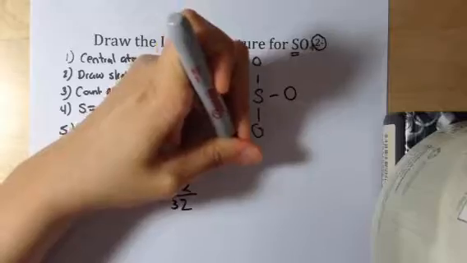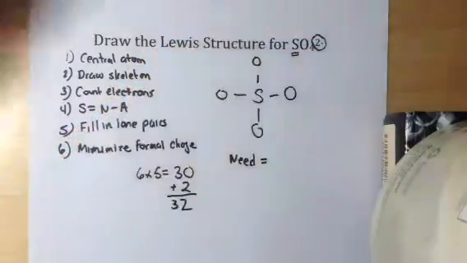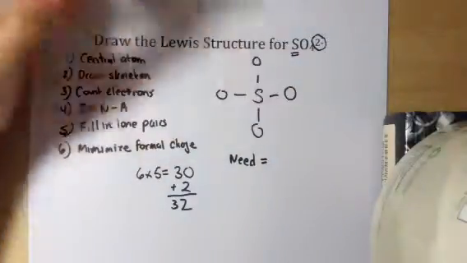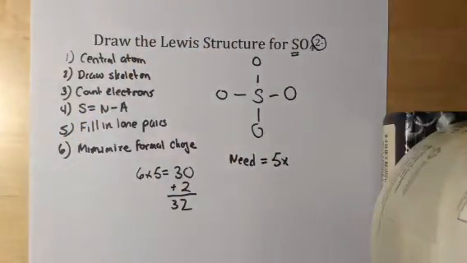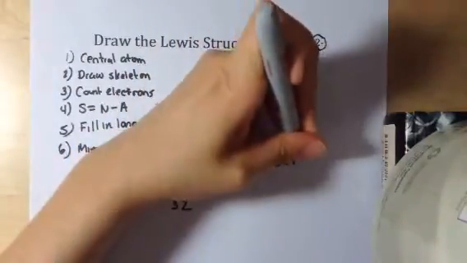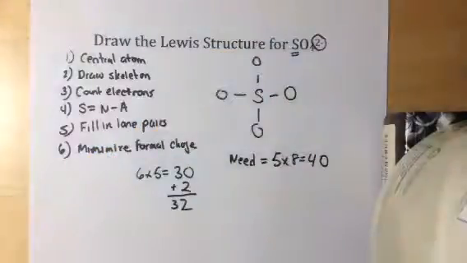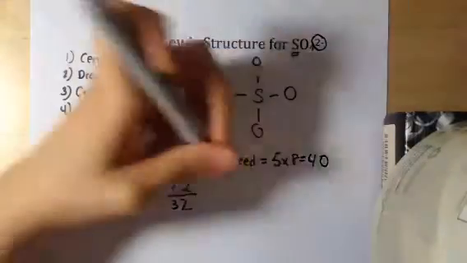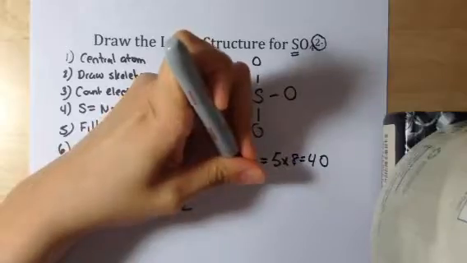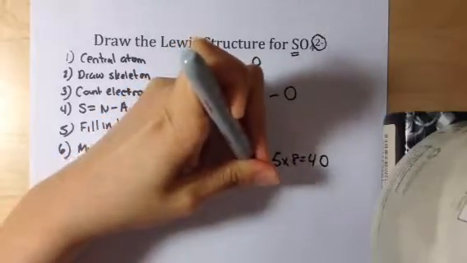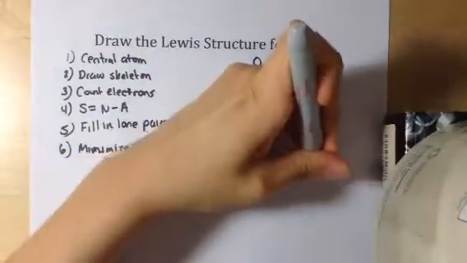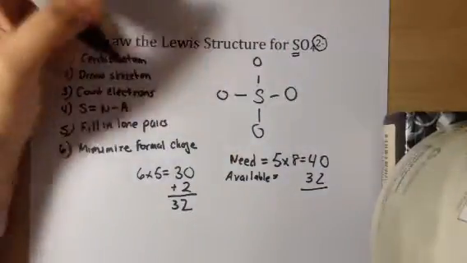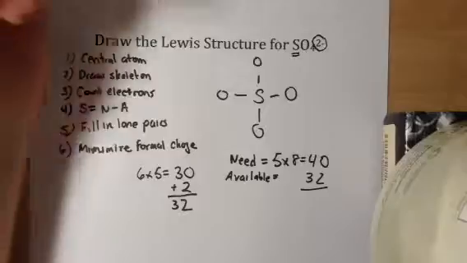Alright, next step, shared equals need minus available. The need is we have 5 atoms, and each one needs an octet. So we need 40 electrons. The available, we just did the work on that over here, is 32. So the shared is 40 minus 32, 8 electrons.